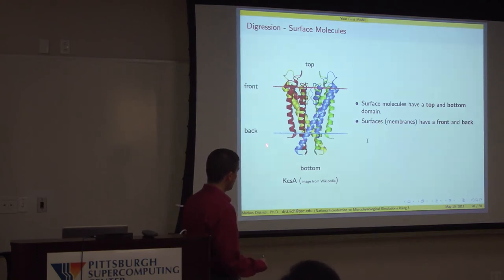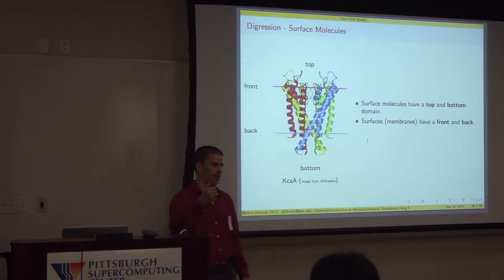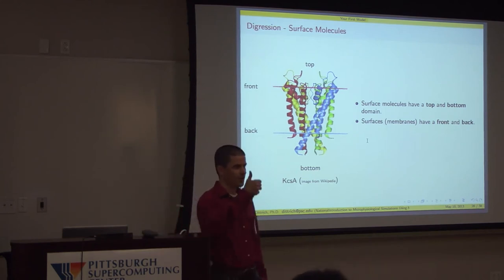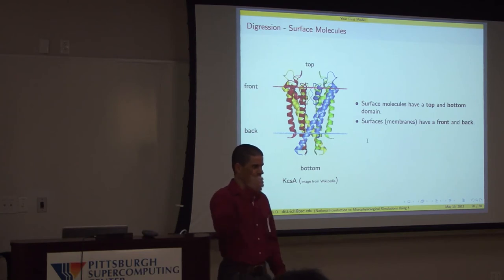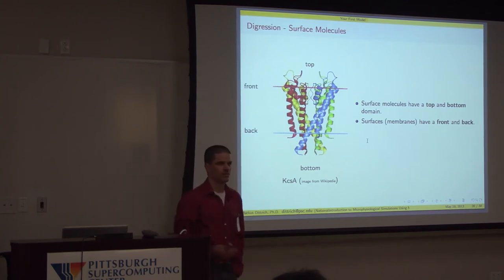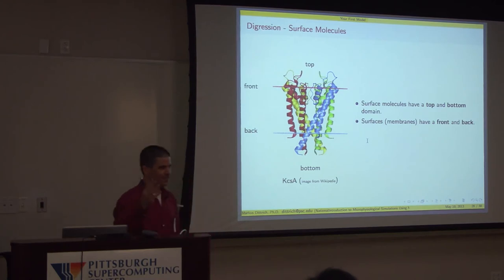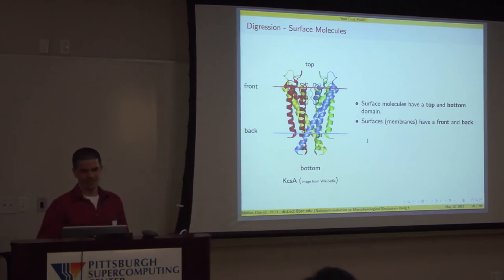And then the second notation I'm going to introduce is that surfaces have a front and a back. And the front and the back goes back to that normal vector that I told you about. So the normal of your surface has a direction. And basically, if the normal goes up in this case, then we call this the front and this the back. Just like a real membrane would too, it has a front and a back. And so these are the two concepts: proteins have a bottom and a top, and surfaces have a front and a back.